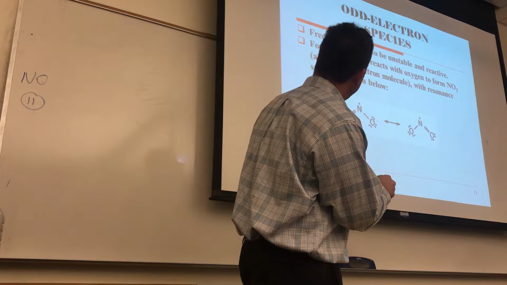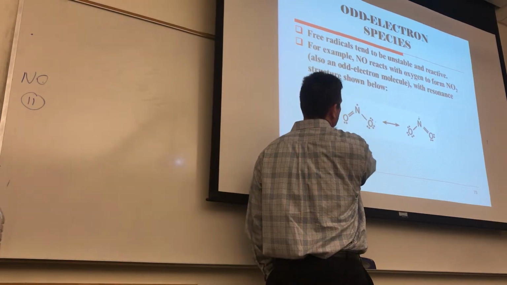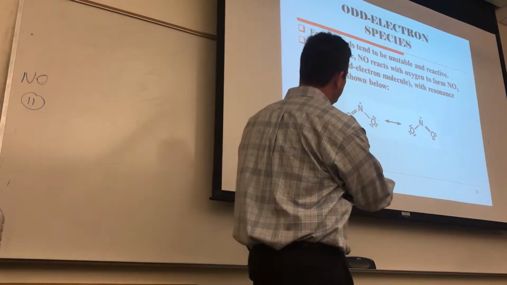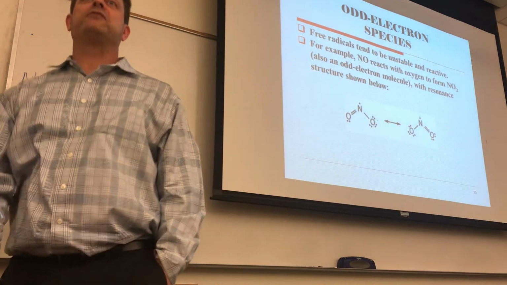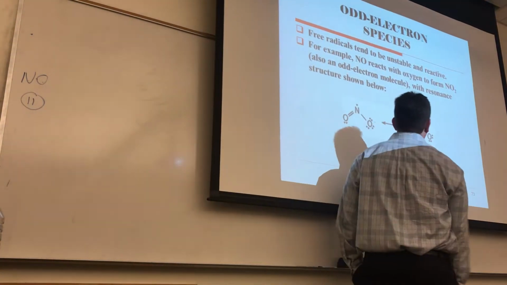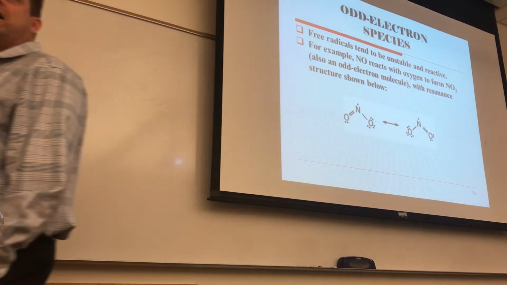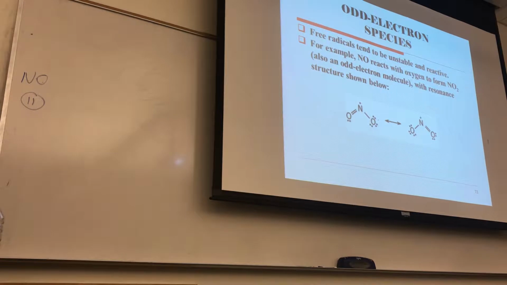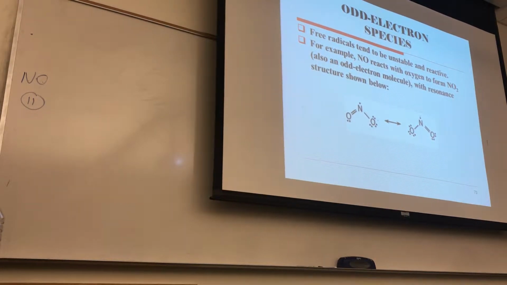What I have here: NO reacts with oxygen, and you form NO2. So NO plus O2 gives you this NO2. And you can see these two different structures. What are these called? Resonance structures, right? And how do I know that if I wasn't sure? I have the double arrow here. What does this structure really look like? A hybrid, right? We talked about that. It's more of a hybrid. Why is it more of a hybrid? How do I know that?